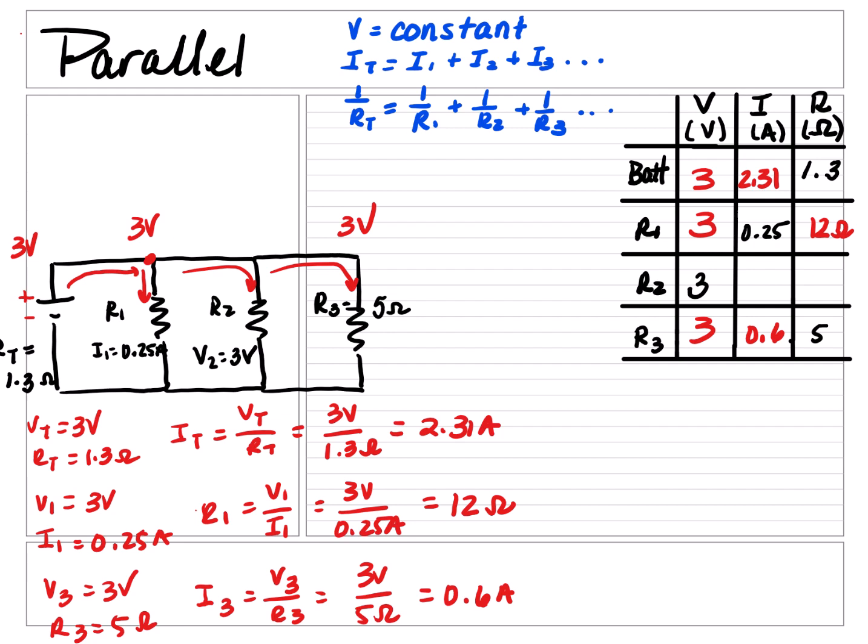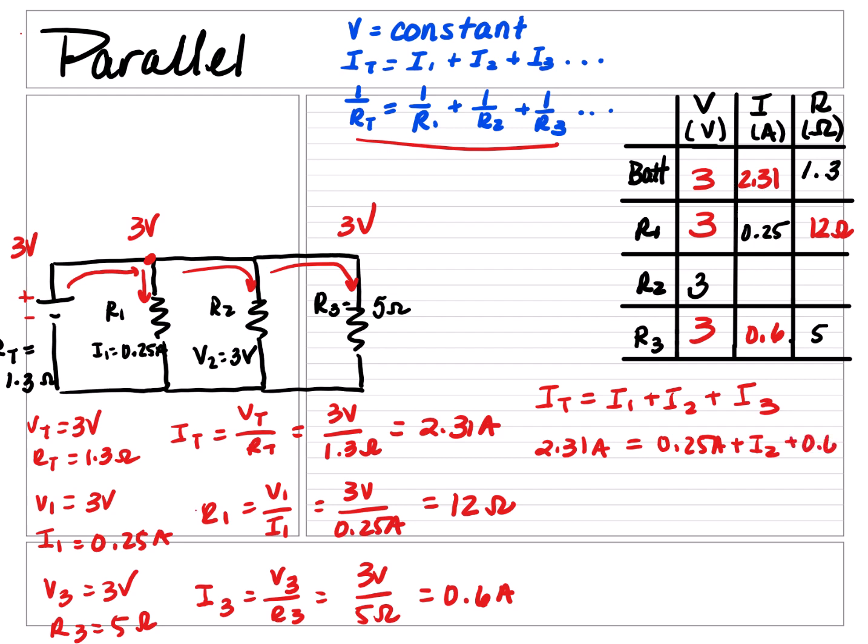Since we don't want to work with fractions here, it's easier to solve for the current because we know I total is equal to I1 plus I2 plus I3. The total current was given as 2.31 amps, which is equal to 0.25 amps plus I2 plus 0.6 amps. That tells you I2 is approximately 1.46 amps.